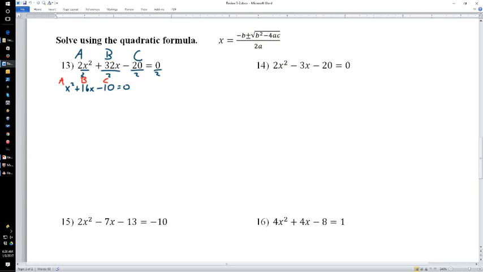So negative b plus or minus square root of b squared. So we've got negative 16 plus or minus the square root of b squared. Now again, a lot of times I just like to go ahead and square this, but if you want to write 16 squared, that's fine. So I'm going to go ahead and write 169 so I don't mess up my computer, minus 4 times a, which is 1, times c, which is negative 10. Go ahead and extend that out. Divided by 2a, which is 2 times 1, which if you don't want to write the times 1 because it's just 2, I get it.